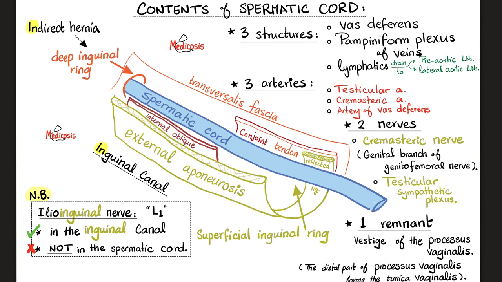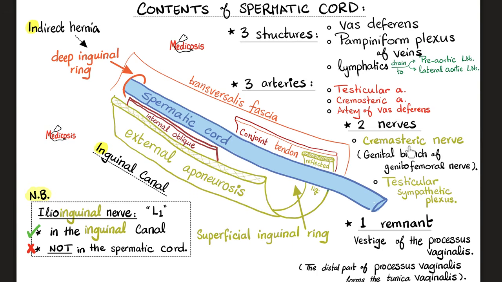What are the contents of the inguinal canal? Spermatic cord and ilioinguinal nerve. The ilioinguinal nerve is part of the canal, but it's not part of the spermatic cord. As for the spermatic cord itself, it includes the following: 3 structures, 3 arteries, 2 nerves, and 1 remnant. 3 structures: the vas deferens, the pampiniform plexus of veins, lymphatics, and then 3 arteries: testicular artery, cremasteric artery, and artery of the vas deferens.